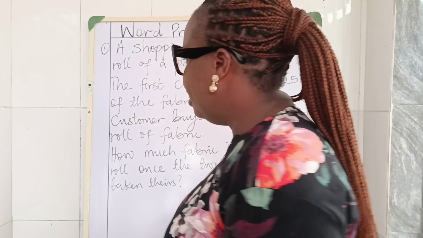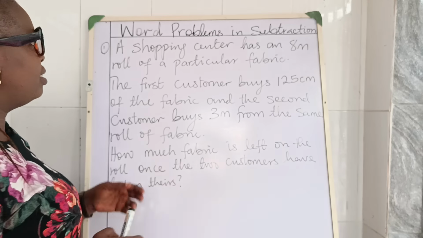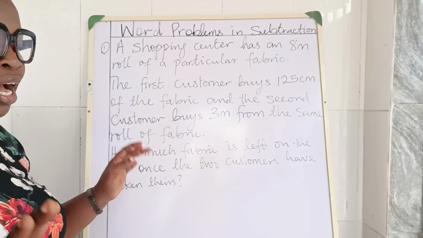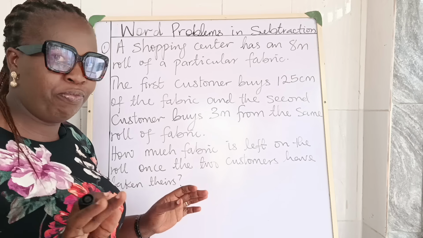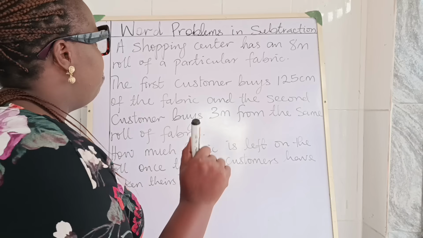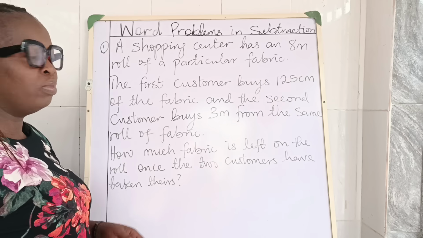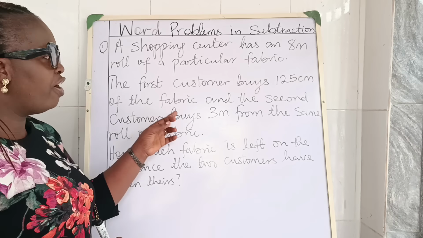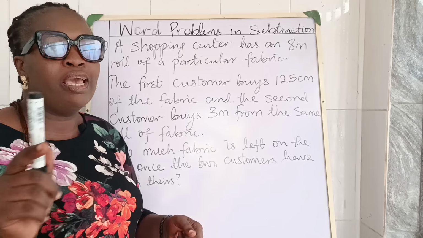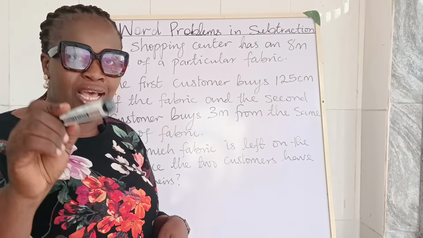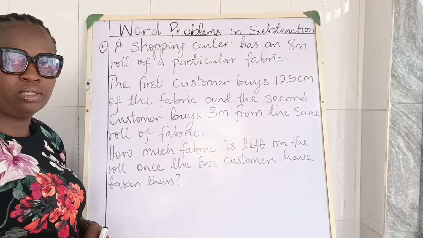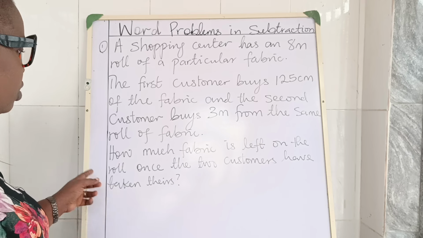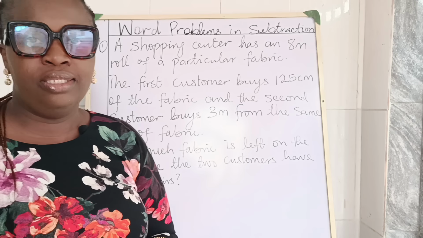Let's look at this question on the board. It says a shopping center has an 8-meter roll of a particular fabric. They have an 8-meter roll of a particular fabric, not all the fabrics in the shop, just a particular fabric. The first customer buys 125 centimeters of the fabric, and the second customer came to that same shop and still wanted 3 meters from the same fabric roll, right? Now the question says, how much fabric is left on the roll once the two customers have taken theirs?